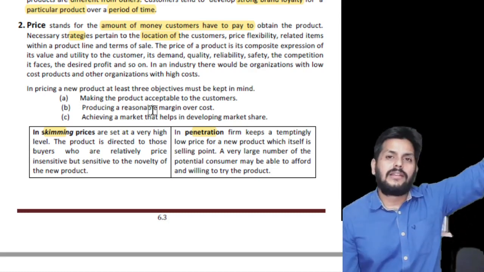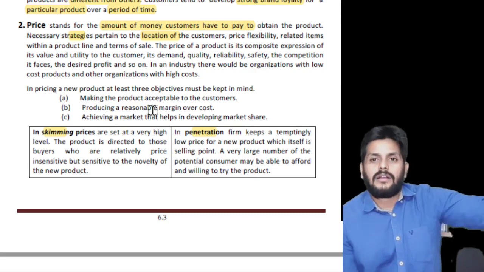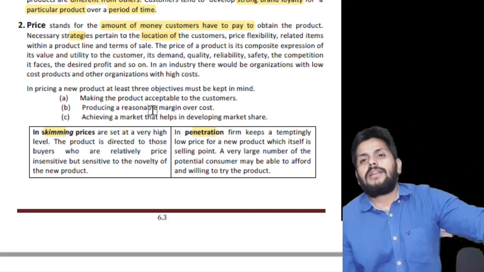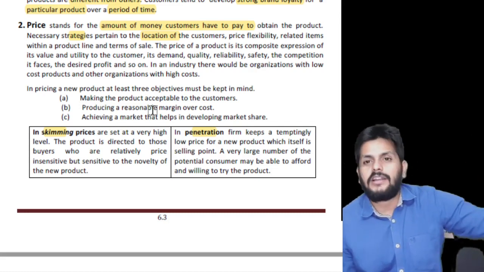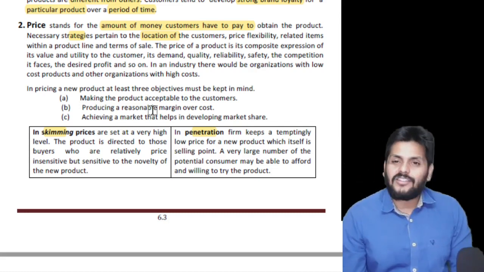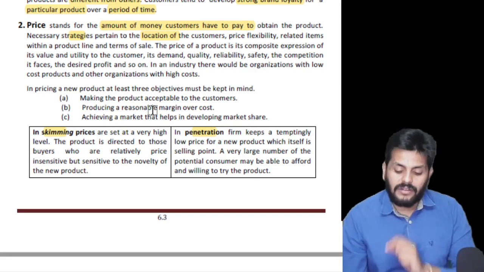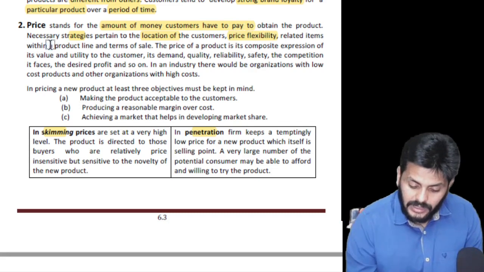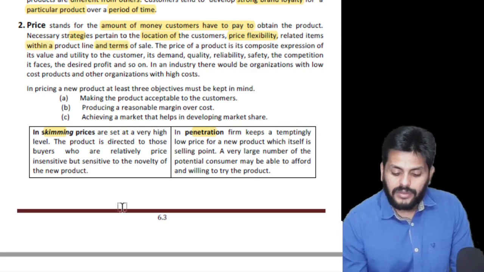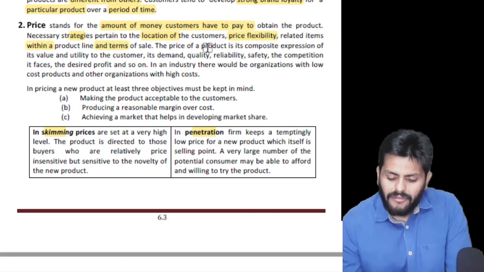Water bottle, 20 rupees normally. Water bottle on a hilltop, 50 rupees you'll buy. Cool drink outside, 20 rupees for a small bottle. In the theaters, the same bottle 50 rupees, still you tend to buy. So necessary strategies pertain to the location of customers, pricing flexibility, related items within a product line, terms of sale, the price of a product.